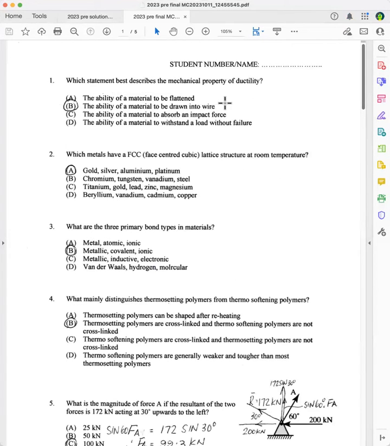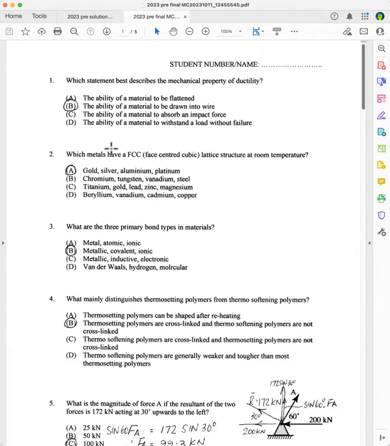First of all, the first question is, which statement best describes the mechanical property of ductility? Ductility is the ability of metal to be drawn into wire. So it's B here.